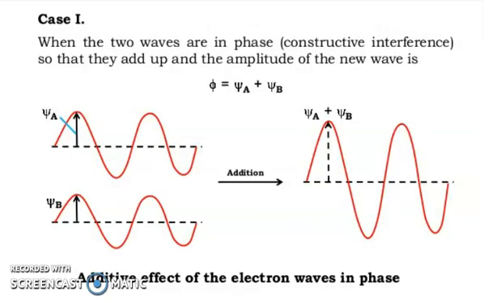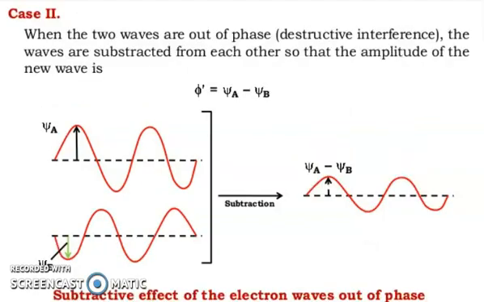My friends, formation of molecular orbital. So I will talk about case 1: when the two waves are in phase, constructive interference, so that they add up and the amplitude of the new wave is phi equal to psi A plus psi B. So psi A and psi B, two wave additions, give psi A plus psi B. So this is the additive effect of the electron waves in phase.